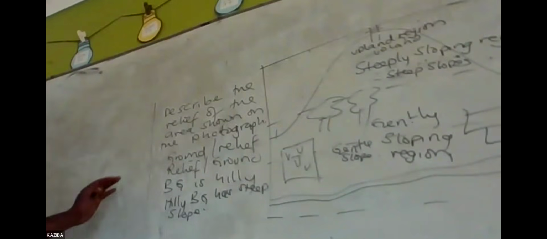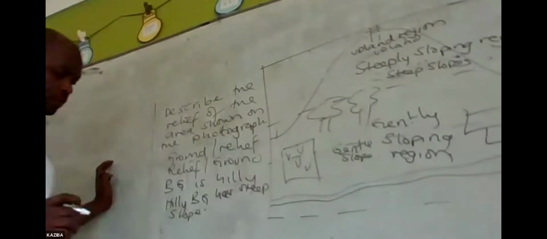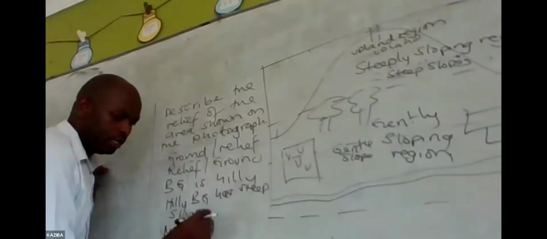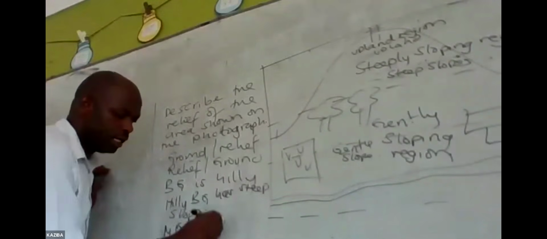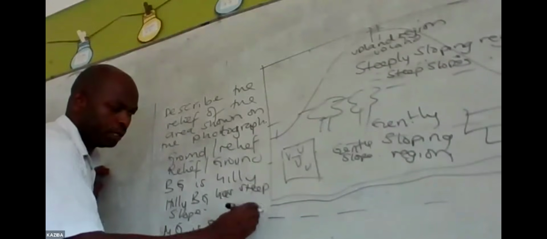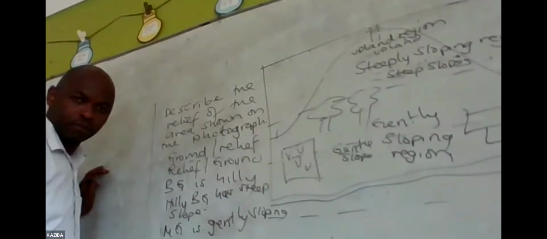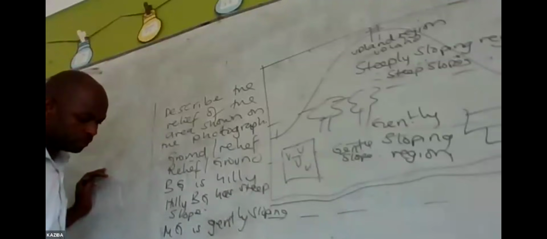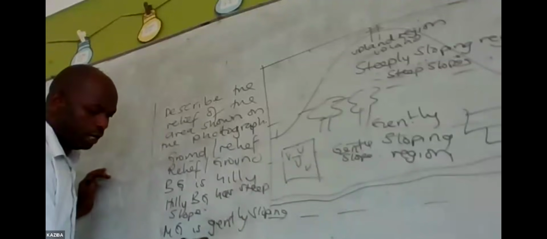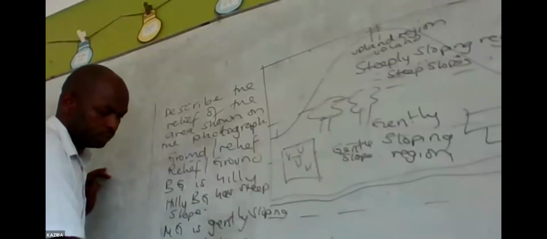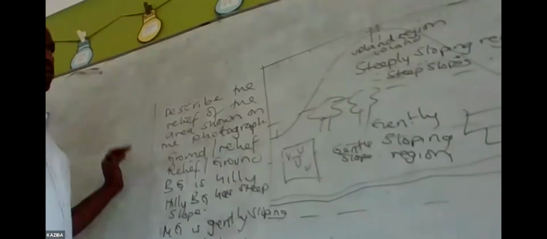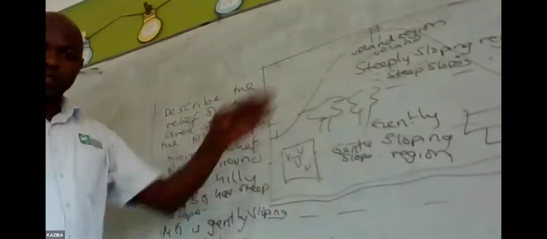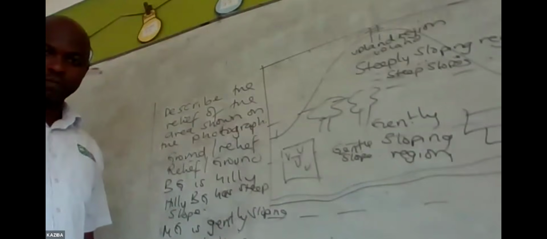Then after that, what about the middle ground? So you can say the middle ground is gently sloping. Then you can say the foreground is low lying. So that's how we describe relief. Mention the ground, what is there. I think that is okay now.